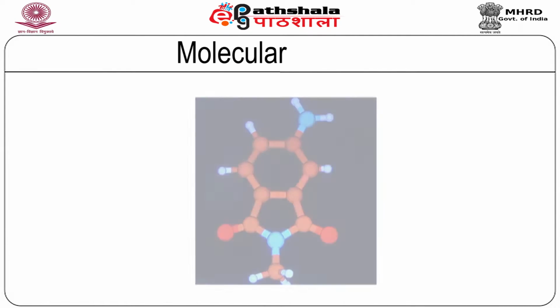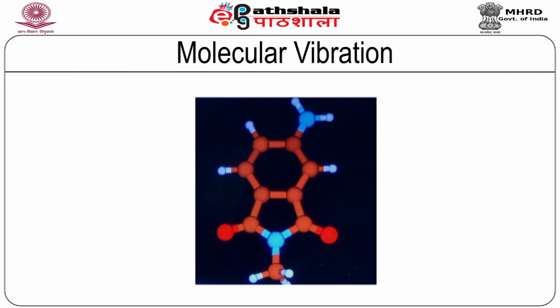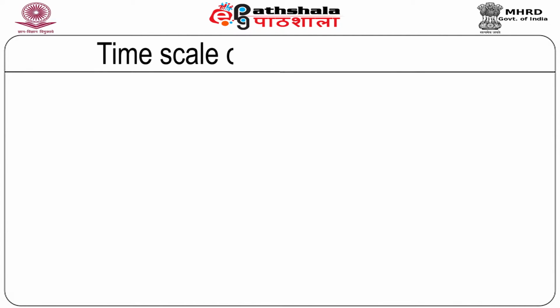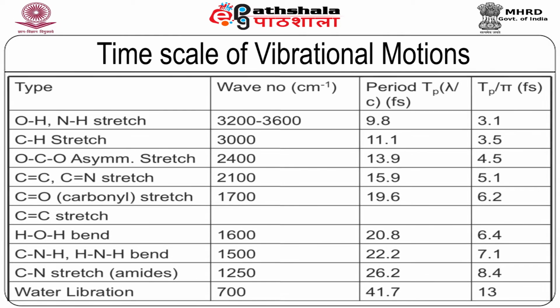If I show this movie, which we showed once again earlier, in our molecular systems we have several vibrational motions taking place. As shown in this situation, this vibration is making the CH distance larger and smaller, and generally these vibrations occur at a frequency of 3200 to 3600 centimeter inverse. This corresponds to a time period of 9.8 femtosecond.